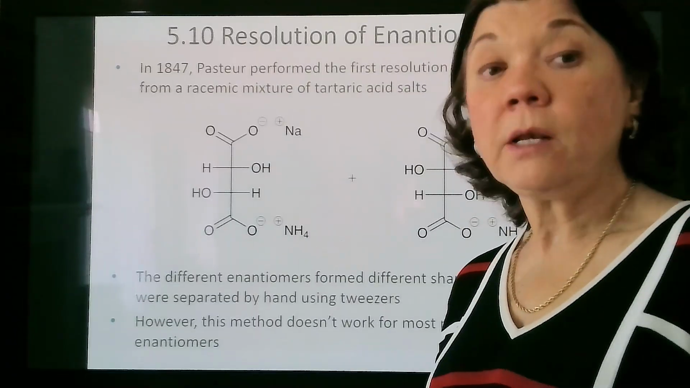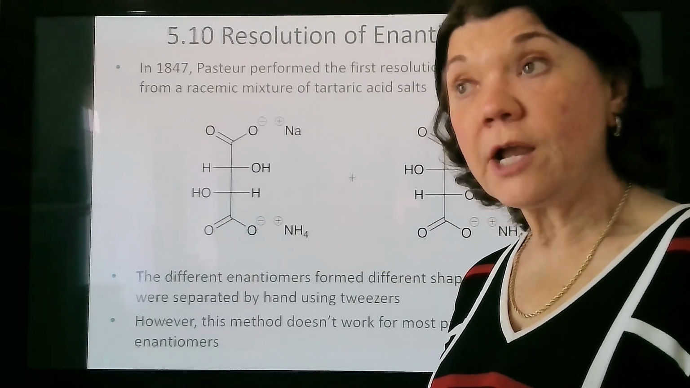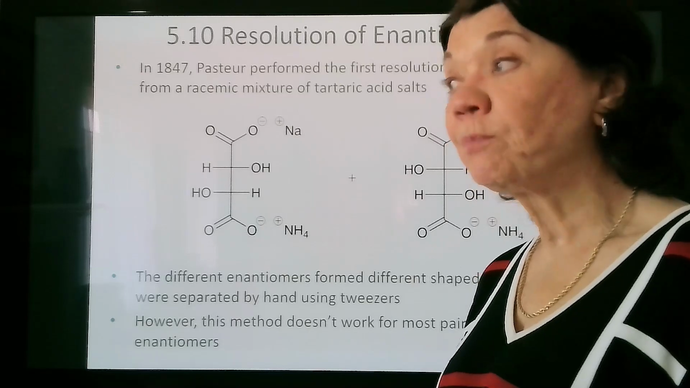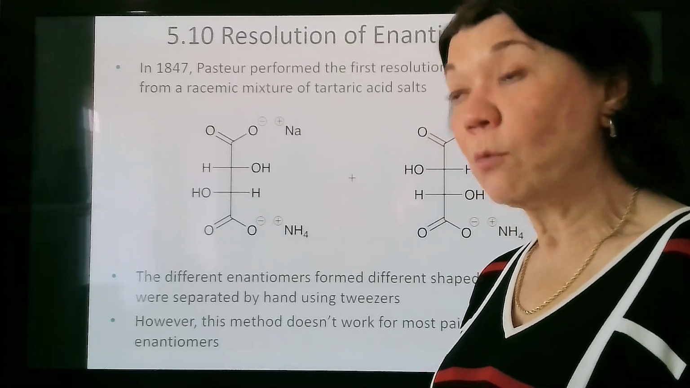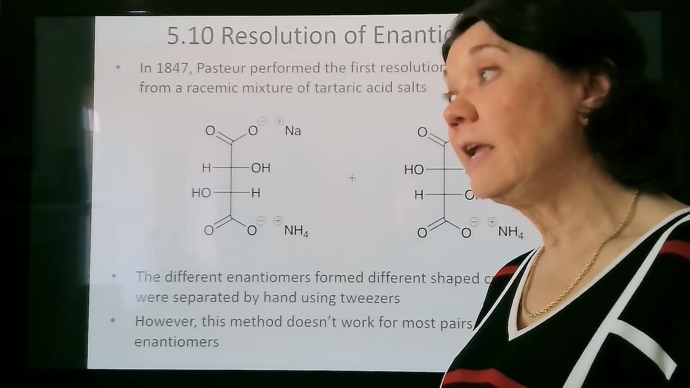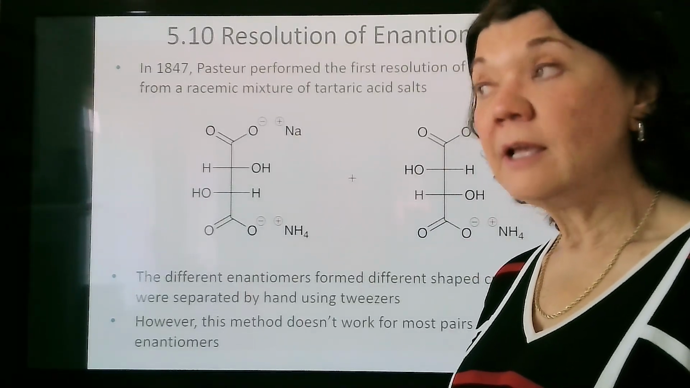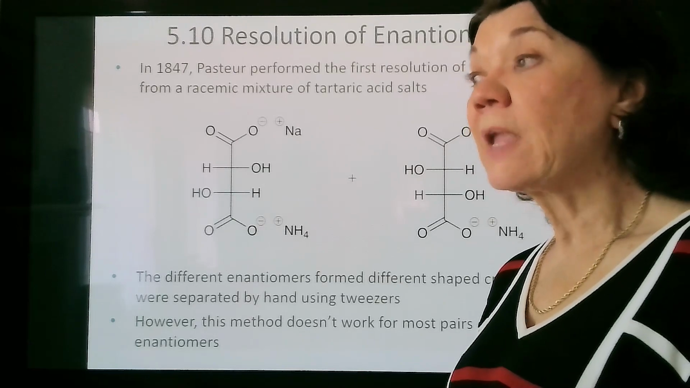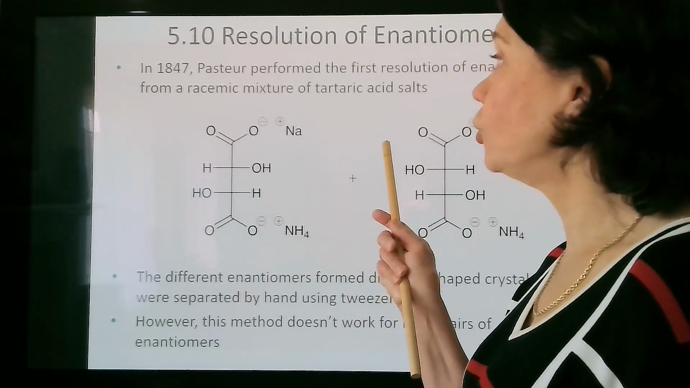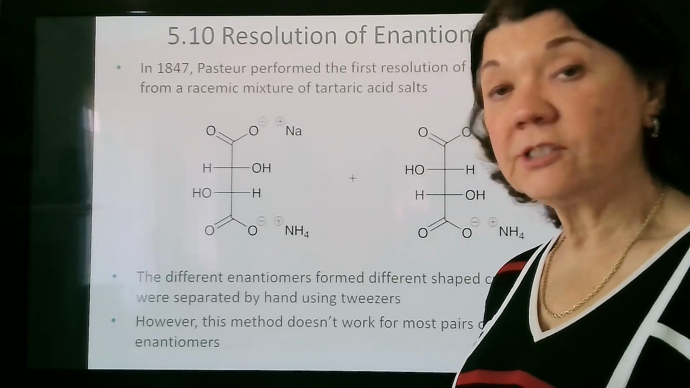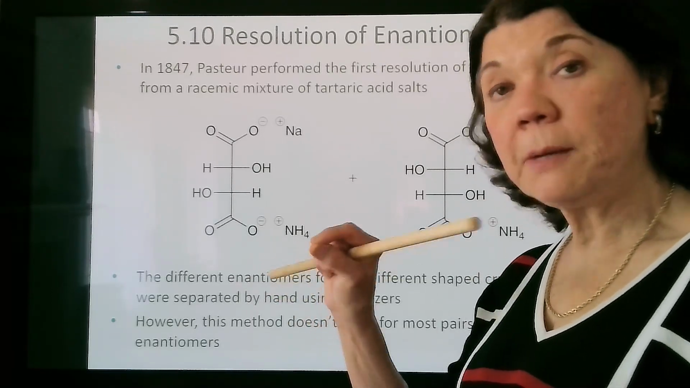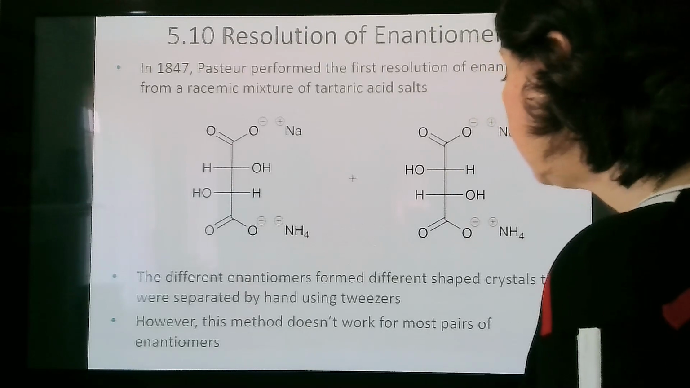And then when he dissolved those and created a solution of each and put them in the polarimeter, he realized that they were optically active. They rotated the plane of polarization of polarized light in opposite directions. And so this was the first separation. And this is called a mechanical separation because they simply got out the tweezers and separated the crystals.